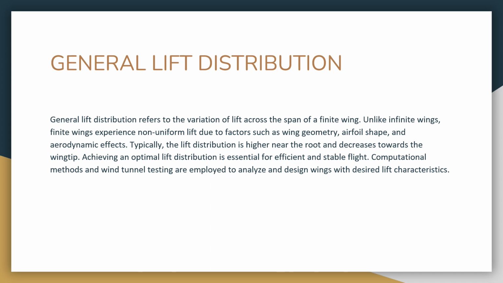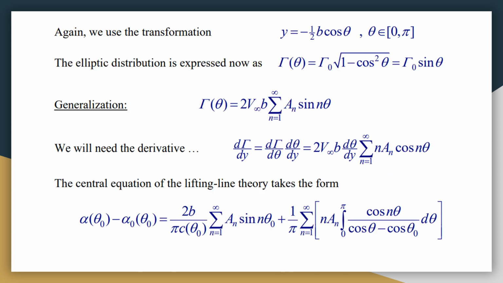Achieving an optimal lift distribution is essential for efficient and stable flight. Computational methods and wind tunnel testing are employed to analyze wings with desired lift characteristics. Now we are going further into the derivation part of the general lift distribution, where we are including the induced drag and the coefficient of lift.